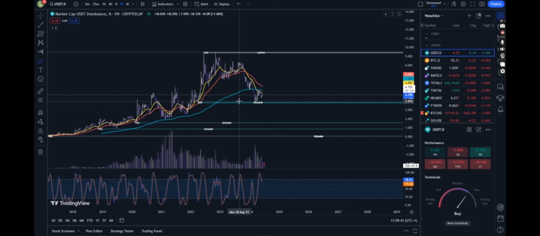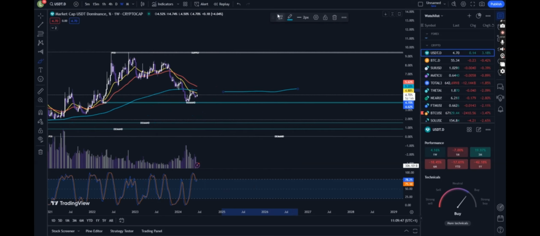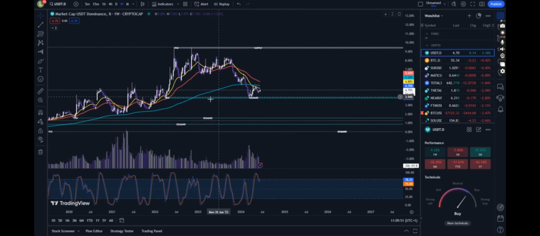But on the USDT dominance, one thing we've got going for us is it's creating some form of downtrend at the minute. Your 200's coming over. You've got these two moving averages crossing under, and that's what you want to see. You want to see this 200 getting under this 50, crossing over and staying under, or something along those lines, before we can see any sort of push in any altcoins.